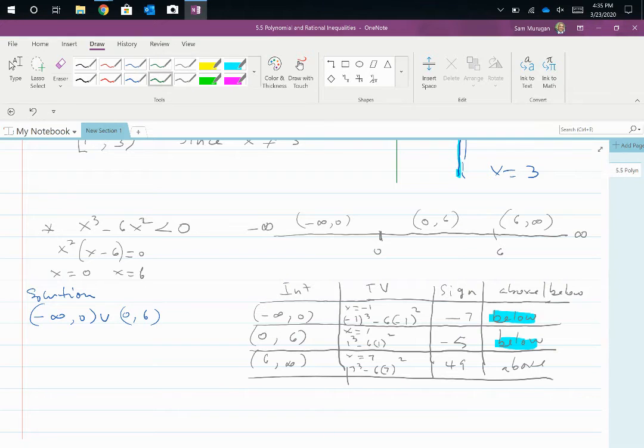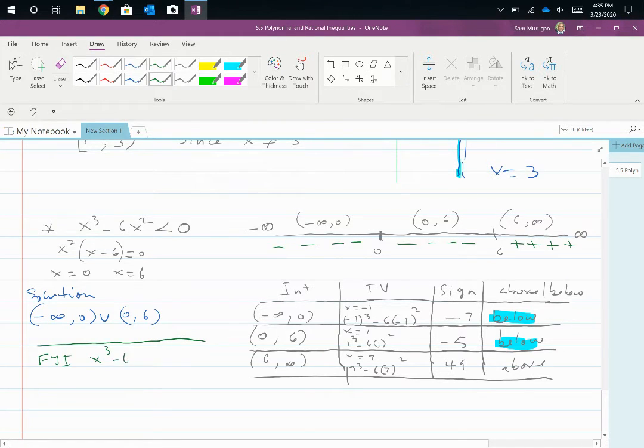I want you to see how the sign works on this. The sign is negative here, negative here, and then positive here. FYI, if this question had been x cubed minus 6x squared greater than or equal to 0, it would have been the portion above, and the solution would be from 6 to infinity.